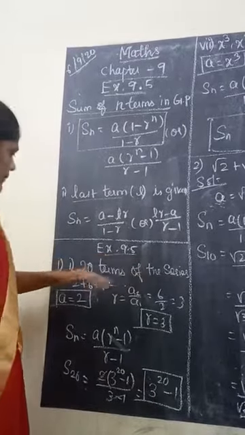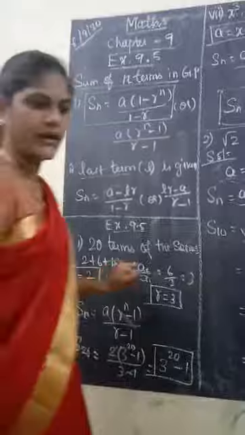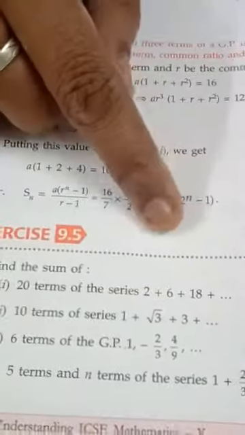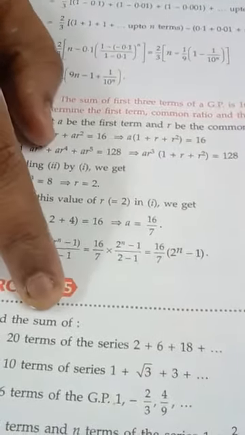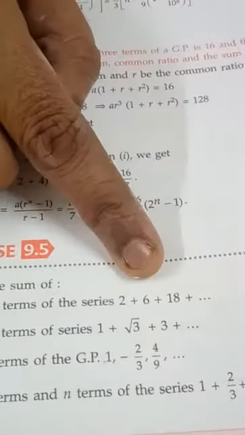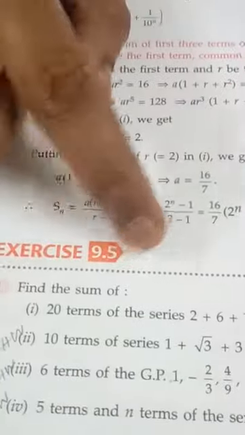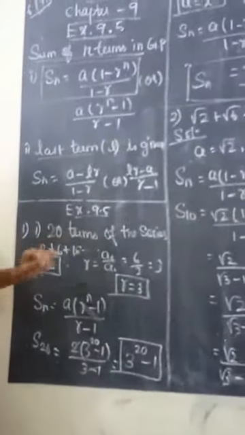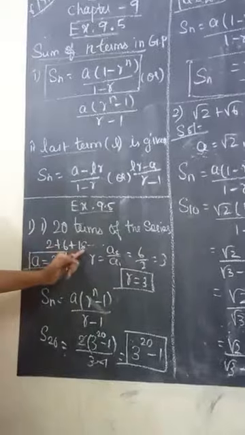Listen, exercise 9.5. First question, first one. Find the sum of 20 terms of the series 2 plus 6 plus 18 etc. Listen children, even in AP we saw that if we have the word sum and plus, we need to use the sum formula only. If it is AP or GP, they will mention it. So, 20 terms of the series 2 plus 6 plus 18 etc.